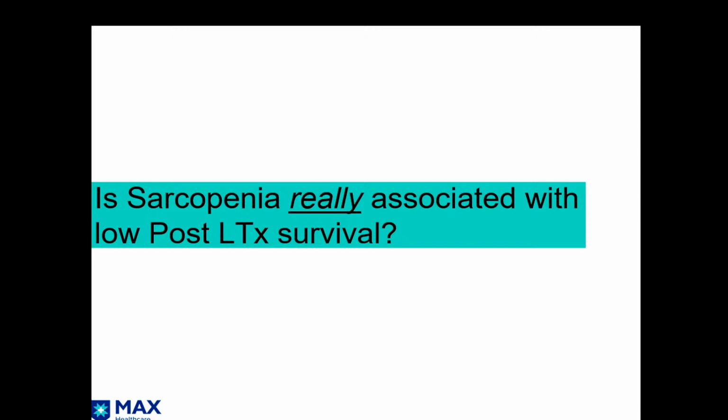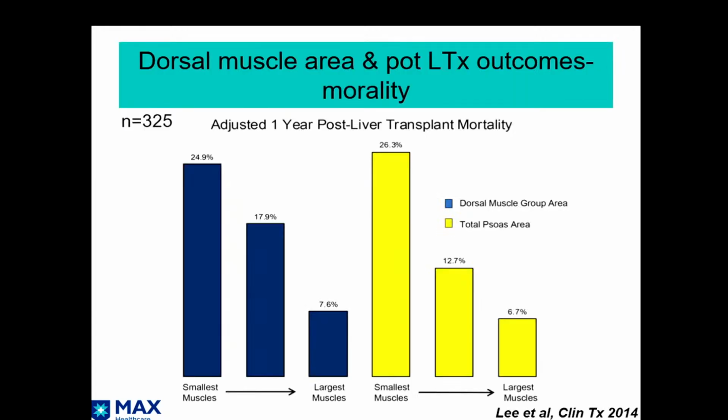So the first question is: is sarcopenia really associated with low post-liver transplant survival? And he showed that data, and I concede, yes, it is associated with low post-transplant survival. But the other question is: is sarcopenia associated with really low post-liver transplant survival? So low that you should preclude or deny a transplant? The answer is no. So these are the studies.